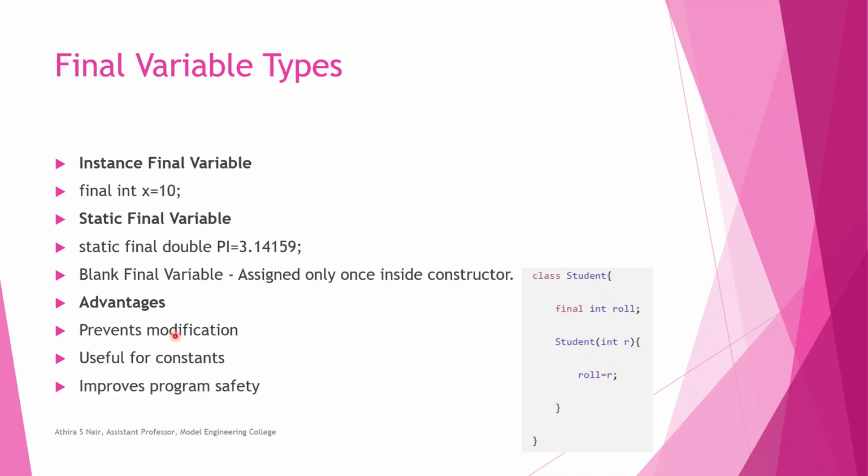So the advantages are, mainly we use final. Suppose we have a program where we want to represent the maximum number of students as 60. We don't want some part of our program to accidentally change that value. So we can write final int max is equal to 60. This makes our intention clear and prevents accidental modification. So the main advantage of using a final variable is it prevents accidental modification. We can also use this for constants, and it improves program safety.